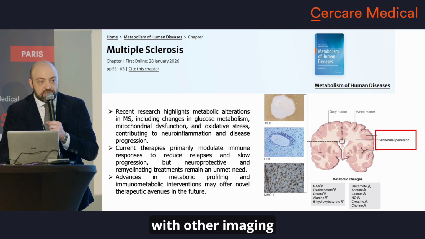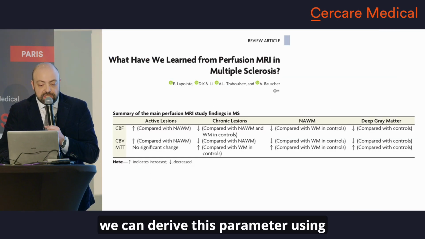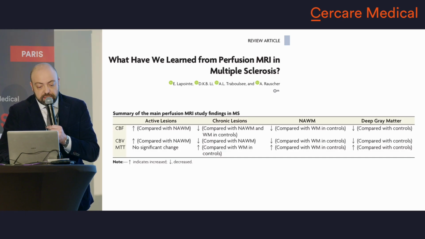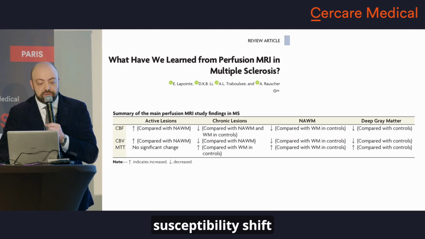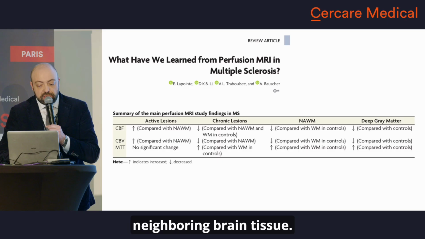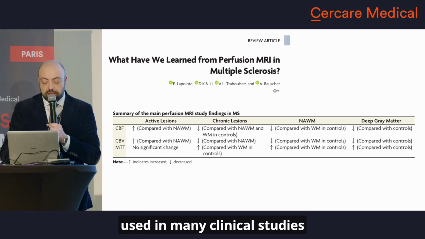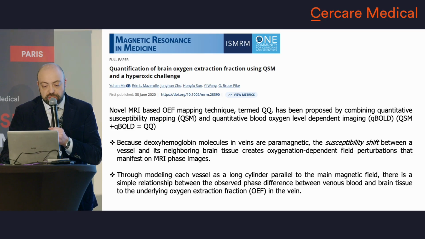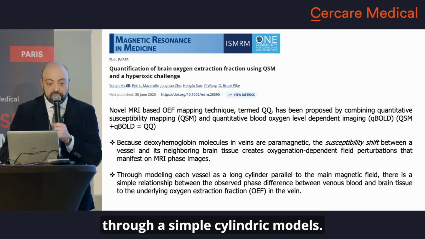With other imaging techniques, for example MRI, we can derive this parameter using susceptibility mapping techniques. It means measuring the paramagnetic susceptibility shift between the vessels and the neighboring brain tissue. This technique is widely used in many clinical studies, but it has some modeling assumptions. It means that we measure the phase images through a simple cylindrical model.